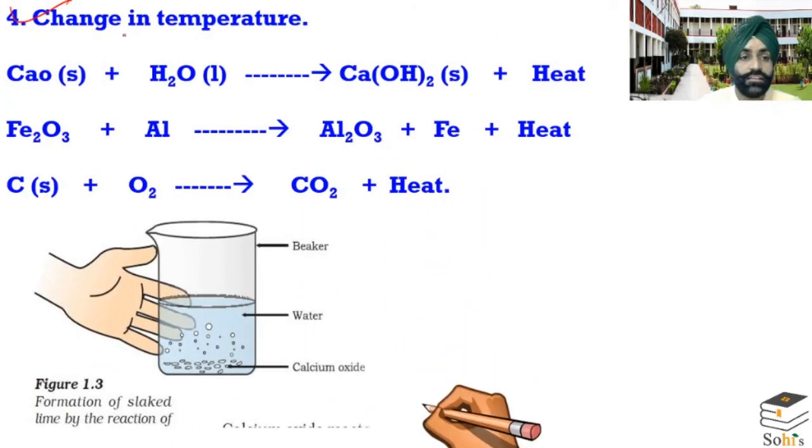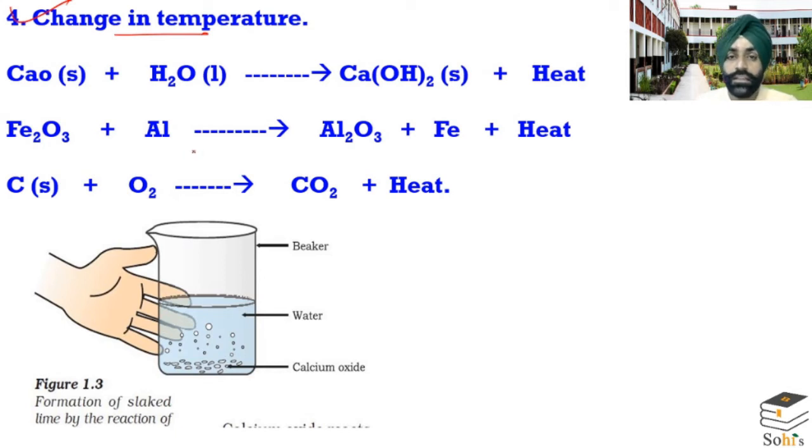Number 4, this is the change in temperature. Change in temperature means either heat is absorbed or heat is released. For example, this is calcium oxide. When we add water to it, then calcium hydroxide is formed and heat is produced. The beaker becomes hot. That means heat is produced. It means there is a chemical change.